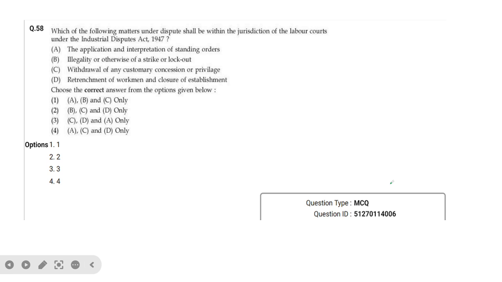The application and interpretation of standing orders, illegality or otherwise of strike or lockout, withdrawal of any customary concession or privilege, retrenchment of workmen and closure of establishment. So A, B, C are within the jurisdiction of the labor court.